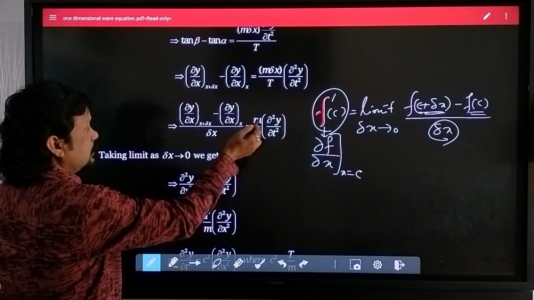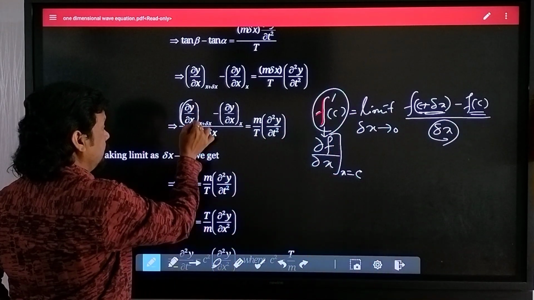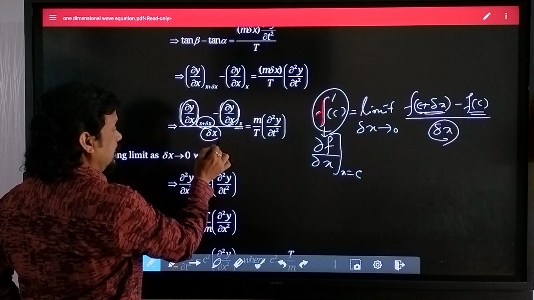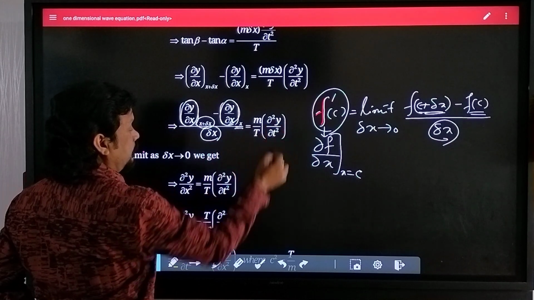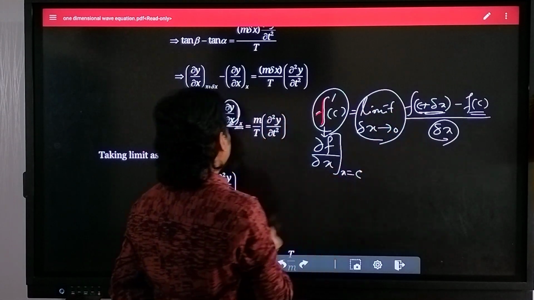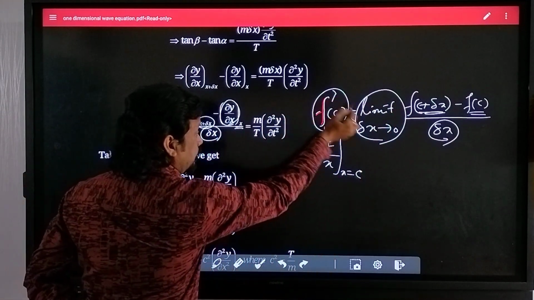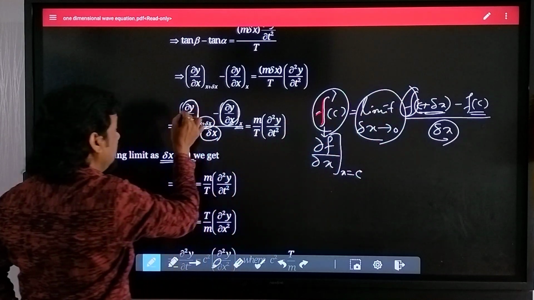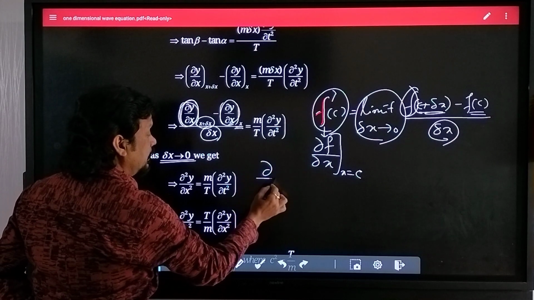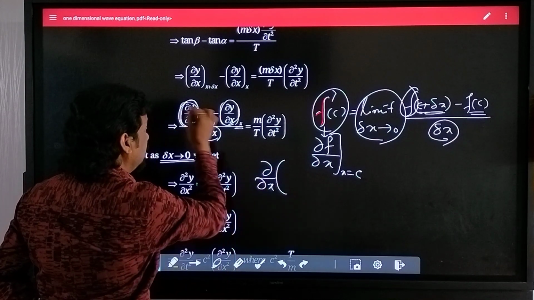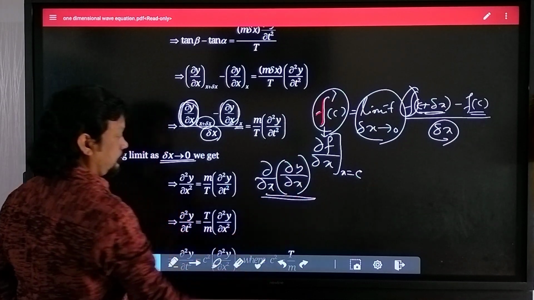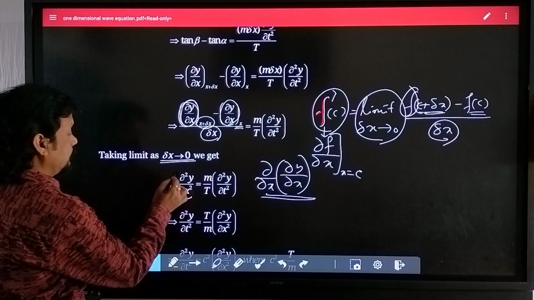Here, in place of f I have written del y by del x at x plus delta x, minus del y by del x at x, divided by delta x, is equal to m by t del square y over del t square. And if we take limit delta x tends to 0, then this will become the derivative of the function. Here the function is del y by del x. That means the left hand side after taking limit becomes del square y by del x square.